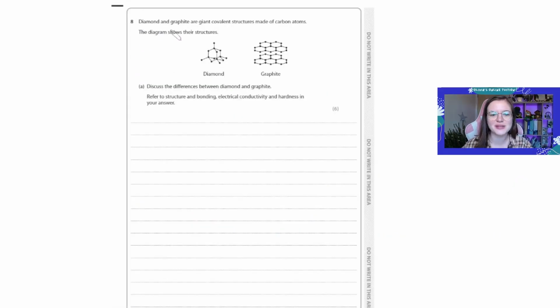Question 8. Diamond and graphite have giant covalent structures made of carbon atoms. The diagram shows their structures. There they are. Discuss the differences between diamond and graphite. Show the structure and bonding, electrical conductivity, and hardness in your answer. So I'm going to lay it out kind of like a list. That's what I'm going to do.